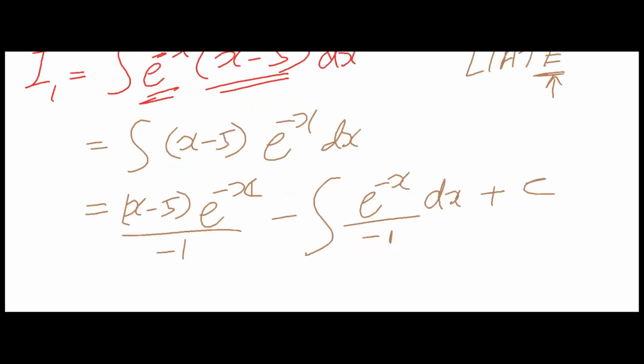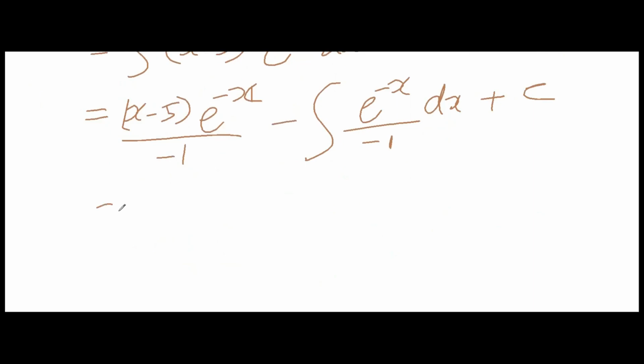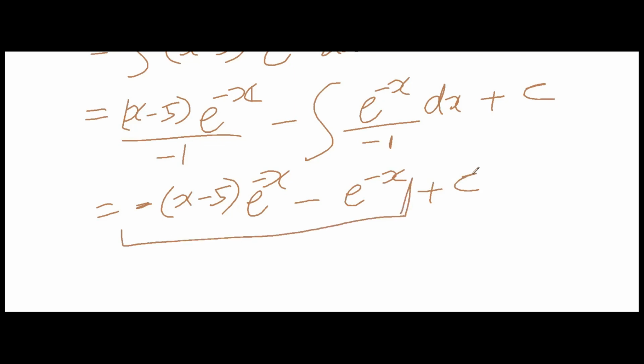Now next. Here this minus I can take up, so it will be in the numerator. So it will be x minus 5 times e to the power of minus x. Then again I need to take integration of e to the power of minus x, which is nothing but e to the power of minus x, divided by the coefficient of x, that is -1. So minus into minus will become plus, so I will write e to the power of minus x itself. Plus c actually no need to write here, because anyway we're going to substitute that there. So this is my equation.